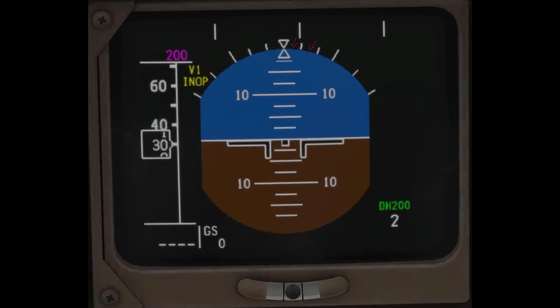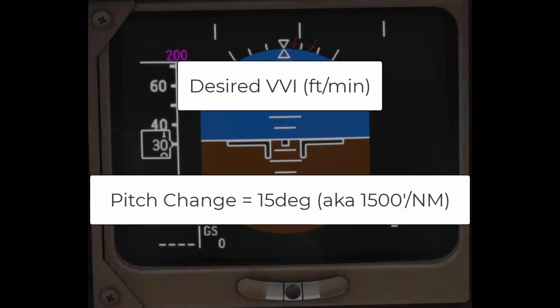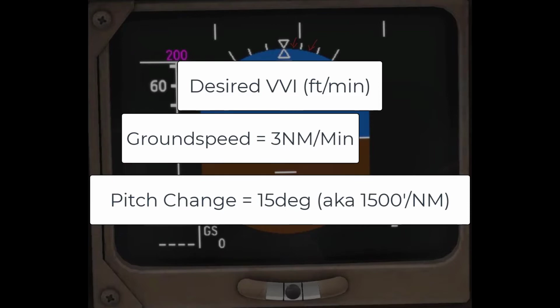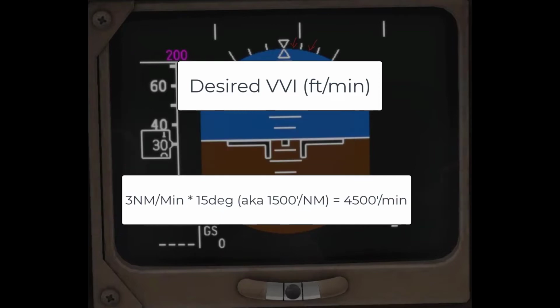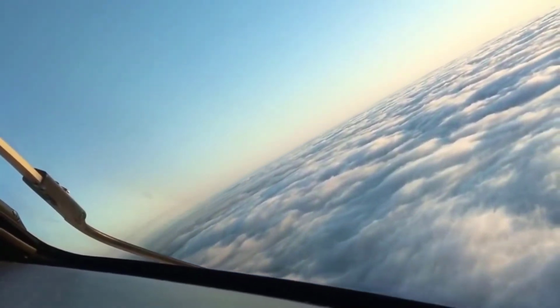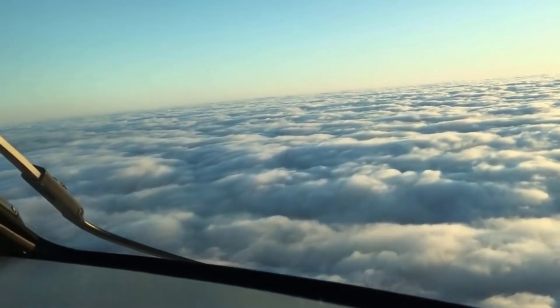in order to make that happen. Likewise, let's say we calculated a 15 degree descent, so 15,000 feet in 10 miles, and we're doing 180 knots on the ground. Well, 180 knots divided by 60 gives me 3 nautical miles a minute. 3 times 15 is 45 times 100, so that means I need a 4,500 feet per minute descent in order to make that. That right there is the most basic foundational knowledge that you need to know in order to have an efficient descent from your cruising altitude.